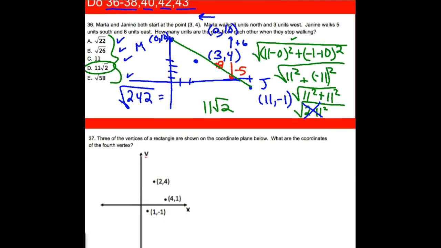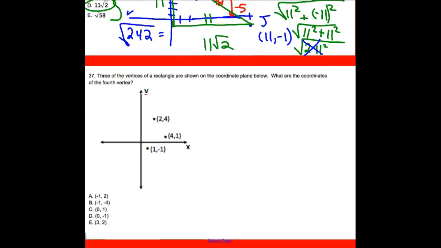Another option that would have been the quickest is to notice that this is actually the hypotenuse of a right triangle that's 11 by 11. And you could do a squared plus b squared equals c squared, and you'll get the exact same result. Number 37.